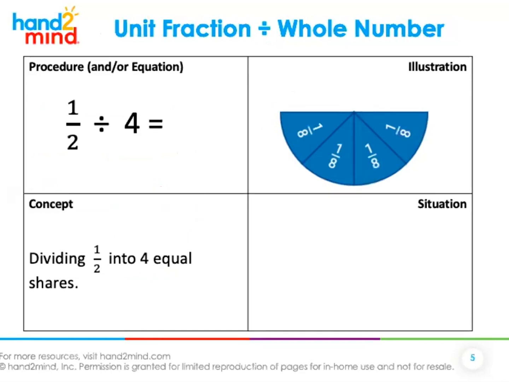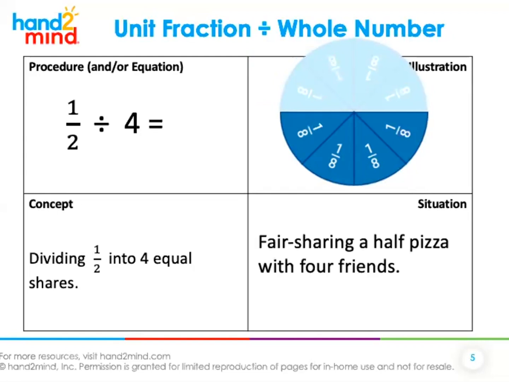You might say, wait, 1/8, they look like fourths. But remember that we are finding out how much of the whole circle. So if you start with 1/2, share it 4 ways, each person's share of the whole is 1/8 of the whole. A situation that fits this? Well, it looks like a pizza. Fair sharing a half pizza with 4 friends. Each person's fair share is 1/8.